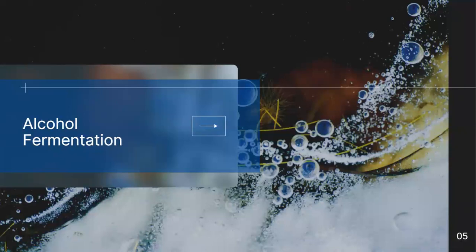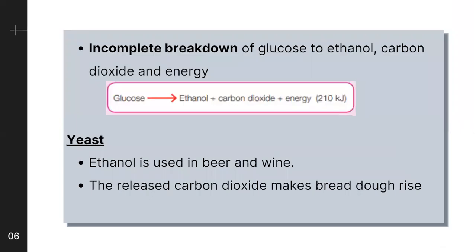Let's start with alcohol fermentation. As the name suggests, alcohol fermentation means that the glucose breaks down and forms the product ethanol, which is your alcohol, okay? And of course, a small amount of energy if you compare it to aerobic respiration. So it's the incomplete breakdown of glucose into ethanol, carbon dioxide, and also energy.